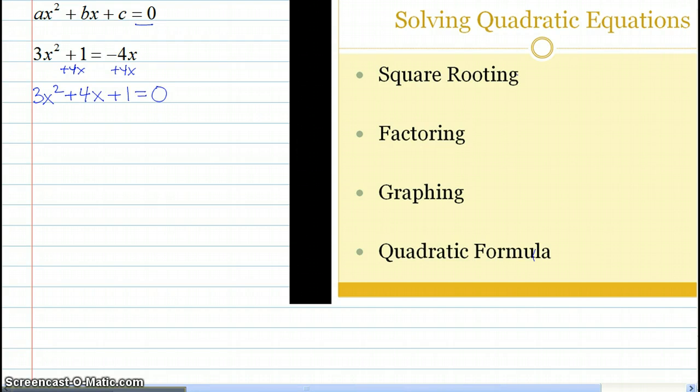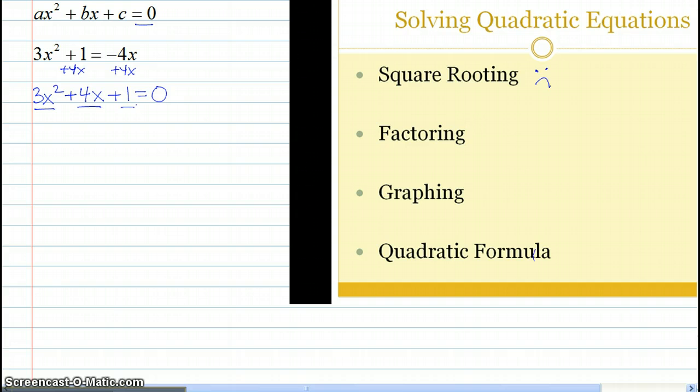If we are using the square rooting method, it only works if there is no bx term. Now we do have a bx term, so square rooting will not work for this problem. The next method would be factoring. Again, when you factor, the first thing you look for is a greatest common factor in all three terms. And I do not see a greatest common factor, so the next thing we would do is a quadratic trinomial.